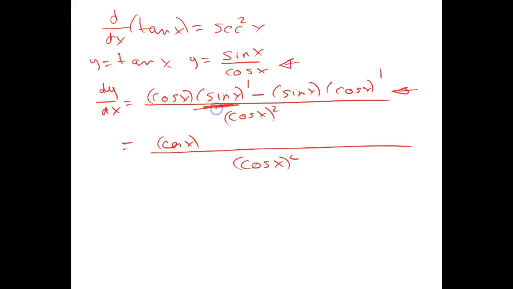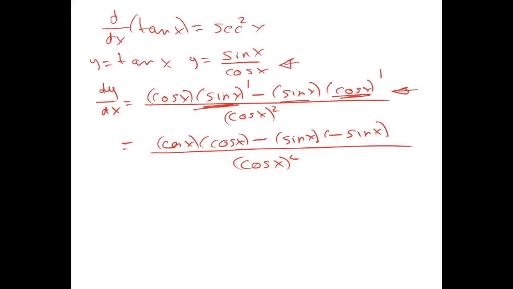Derivative of sine is cosine minus sine x, which is right here. Derivative of cos x is minus sine x. And that's the derivative done.